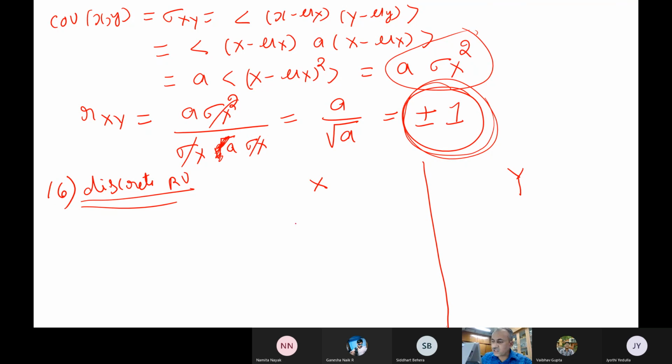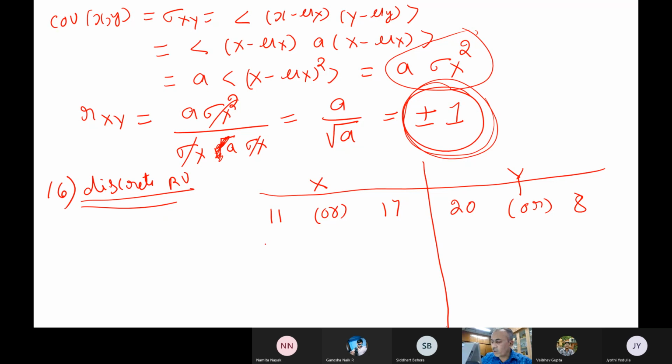Now let us say x has two outcomes. It can be 11 or it can be 17. And y also has two outcomes. It can be 20 or it can be 8. So these are the two Bernoulli random variables. The probability of getting 11 is 0.5, the probability of 17 is also 0.5, and this also is 0.5, this also is 0.5. These are the individual probabilities.